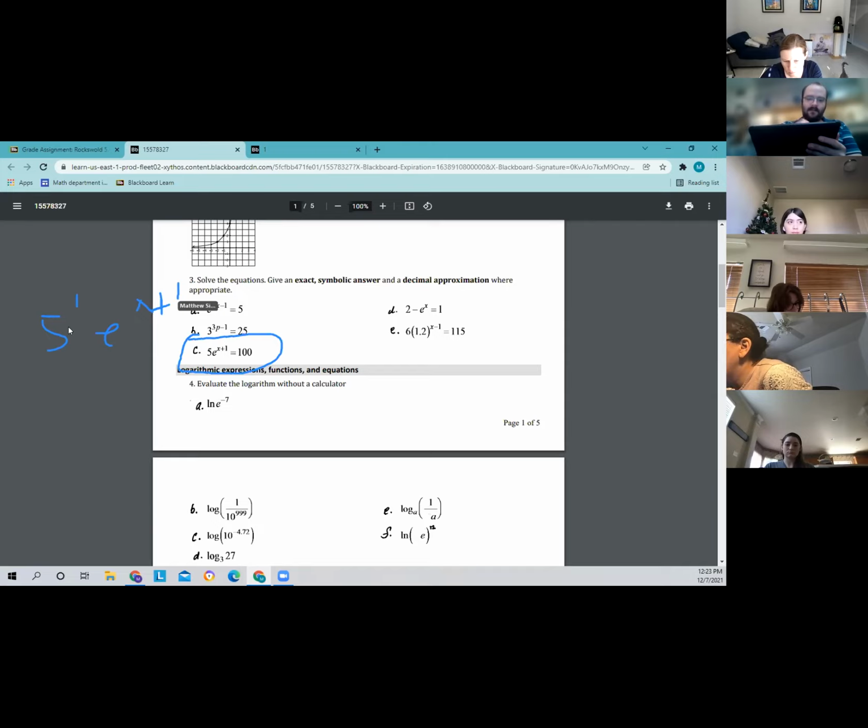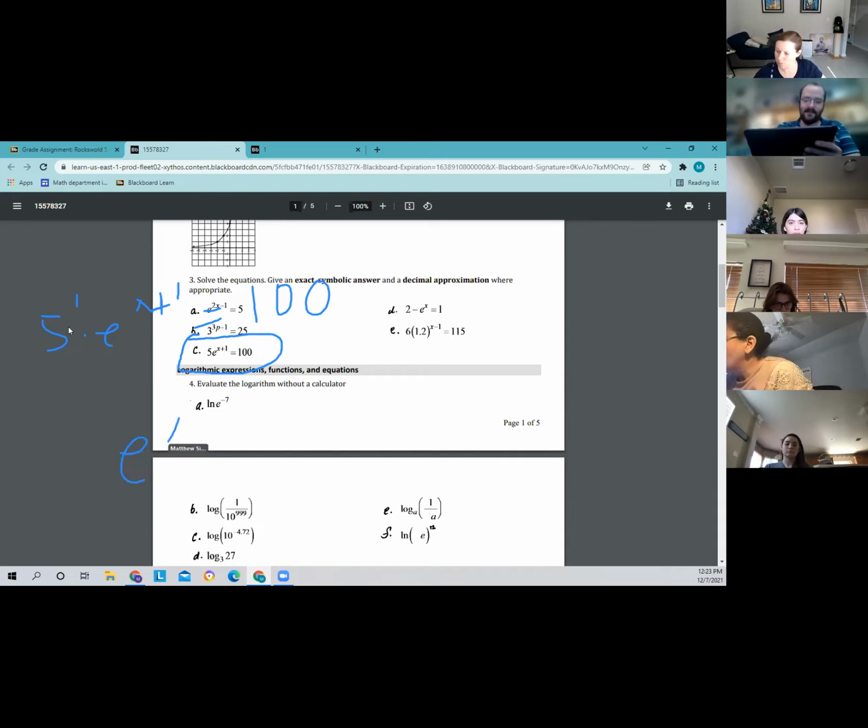If you don't see anything there and you just have a letter and a letter, or a letter and a number, what's the operation? Multiplication. Yeah. If I got something like 5x, that means 5 times x, right? So this is multiplication. How do I get rid of this? I want to get just the E by itself. Would I divide? Divide by 5.